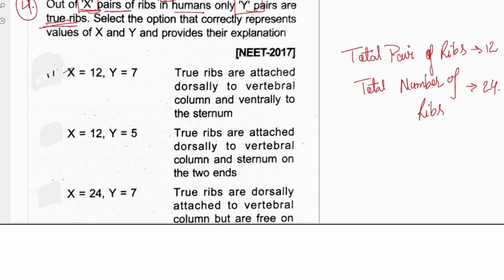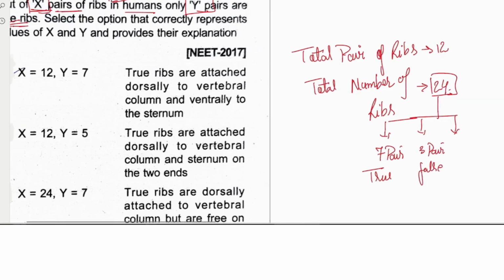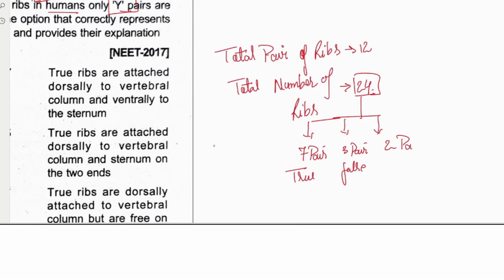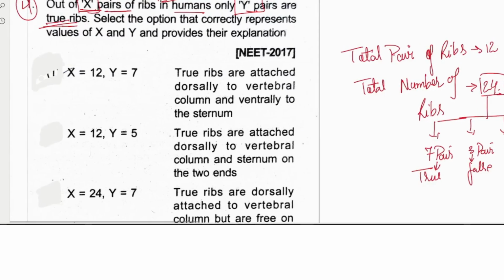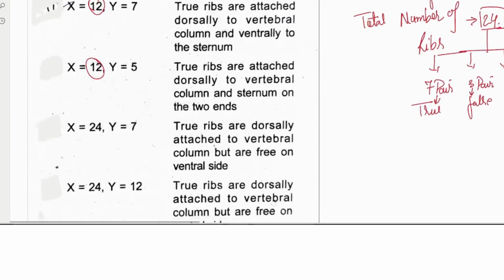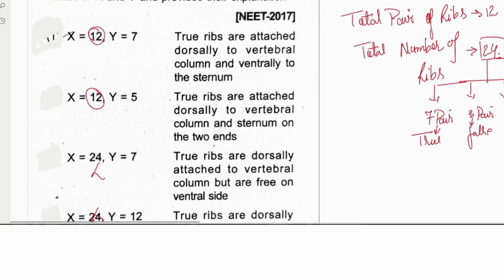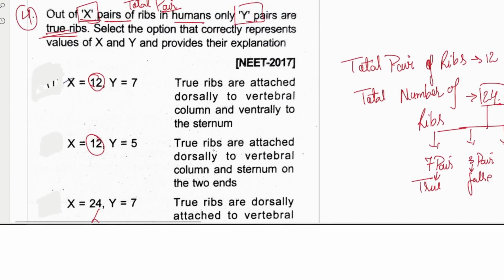So here they are saying that from the 24, how many are true, how many are false, and how many are floating. 7 pairs are the true ribs, 3 pairs are the false ribs, and 2 pairs are the floating ribs, right? So these are the total numbers of ribs we have seen. Here they are asking for the total pairs. So total pairs are 12. These two will be eliminated, and from the total number of ribs, why are they asking only for the other 2 ribs?